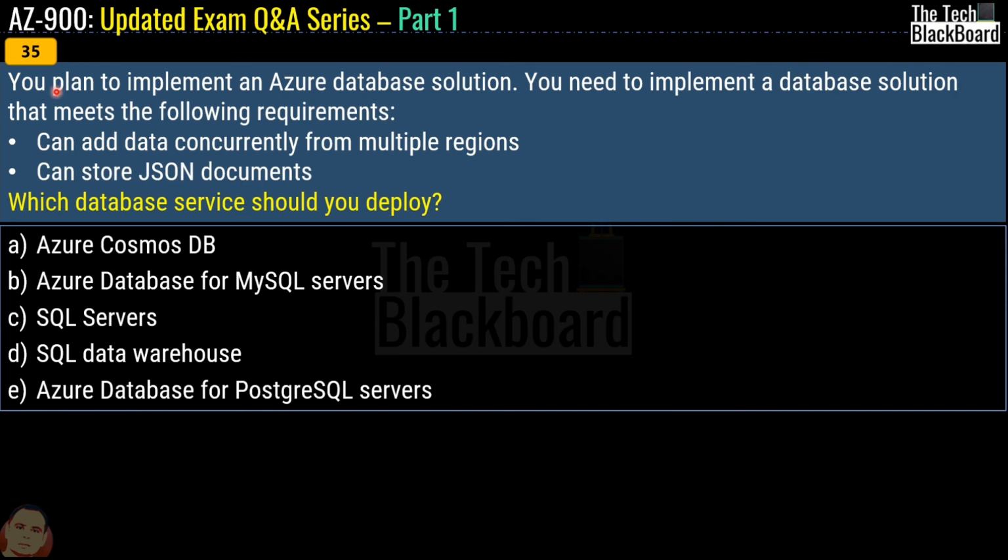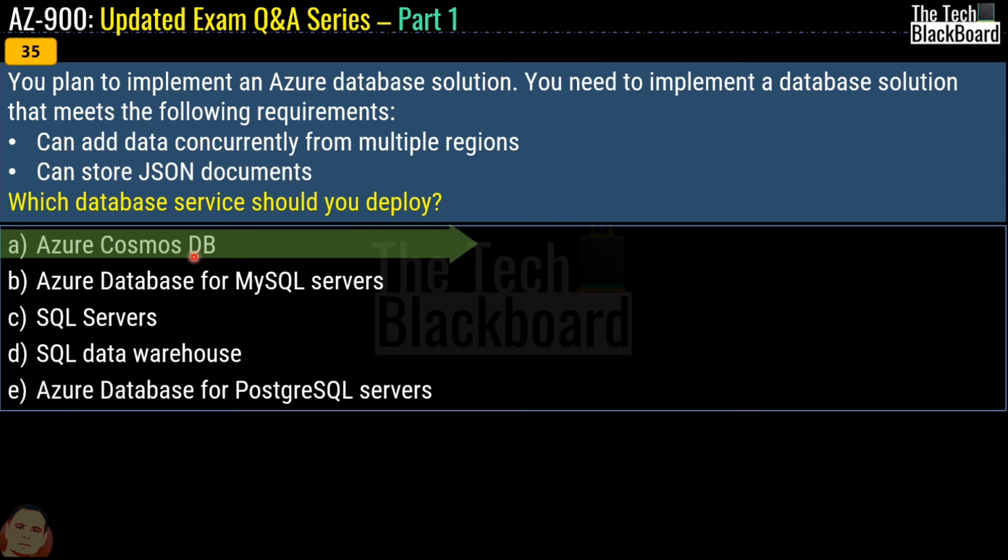Question number 35 says that you plan to implement an Azure database solution. You need to implement a database solution that meets the following requirements. The database solution can add data concurrently from multiple regions. The second requirement is that it should be able to store JSON documents. What database service should you deploy? Your options are Azure Cosmos DB, Azure Database for MySQL servers, SQL Server, SQL Data Warehouse, or Azure Database for PostgreSQL Server. The correct answer for this question is option A, Azure Cosmos DB.